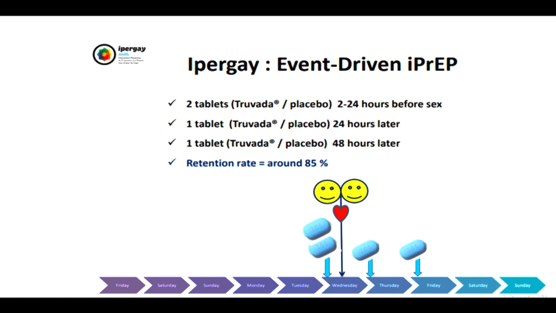effects of the medications. So a team, the IPERGAY group, came up with an event-driven intermittent HIV pre-exposure prophylaxis, which included a loading dose of tenofovir and emtricitabine, 2 tablets taken 2 to 24 hours pre-coitally, and a tablet taken 24 hours and another one taken 2 days afterwards. So put together, these were 4 tablets, 2 taken before intercourse and 2 taken after intercourse around the sexual event. And they found that individuals who engaged in this study had high retention rates of about 85%.